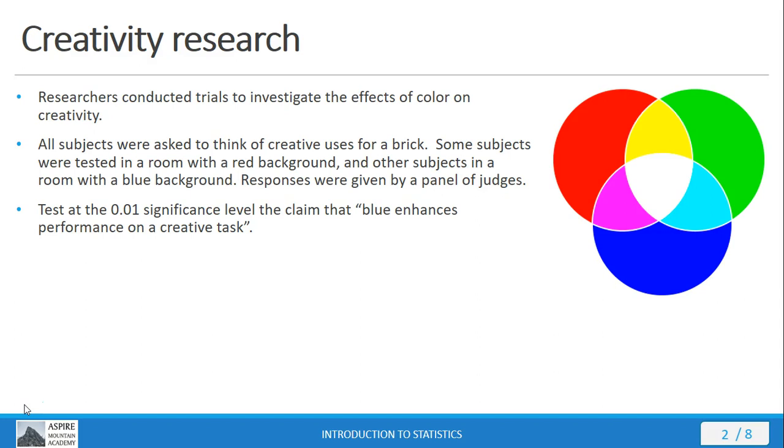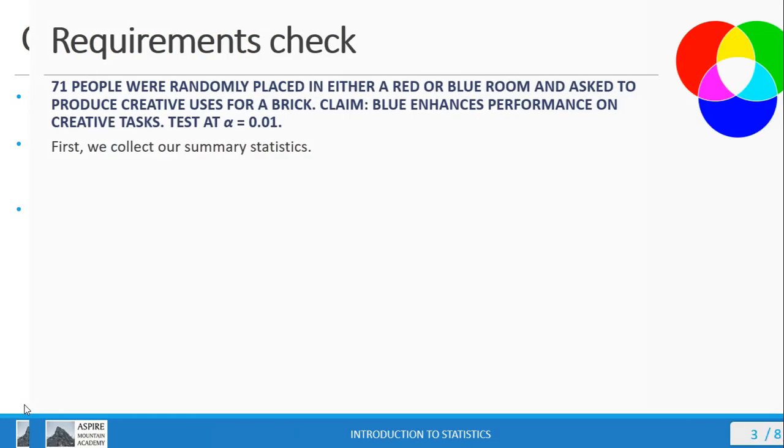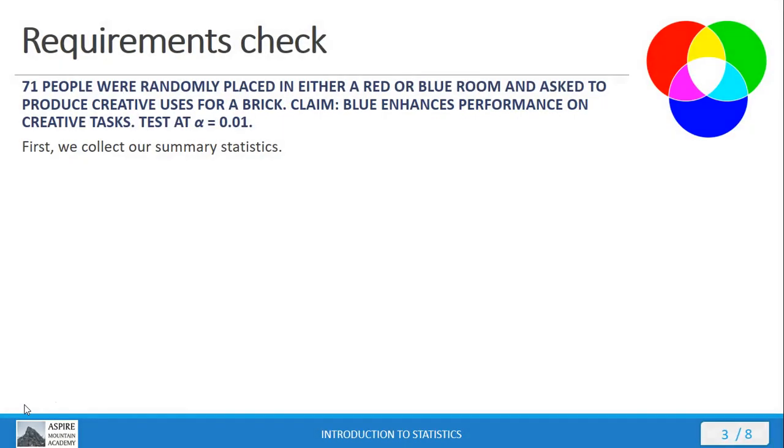Basically we're trying to figure out, does the color of the environment have an effect on how creative the individual can be? So we're testing this difference at the 1% significance level. So alpha is 1%. And the claim is that blue enhances performance on creative tasks. So the first thing we want to do is check our requirements. First, we're going to collect our summary statistics.